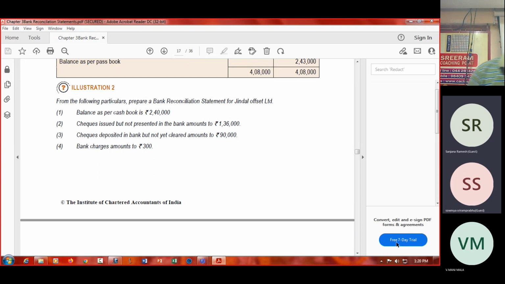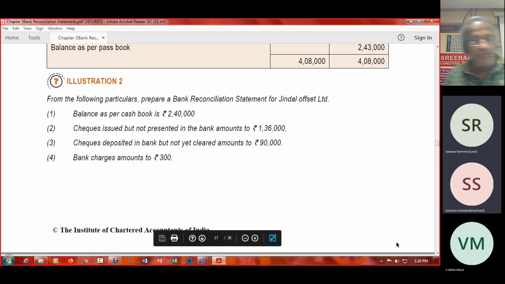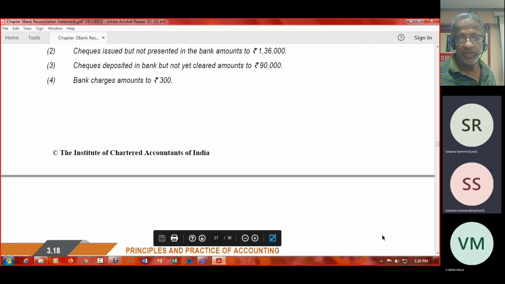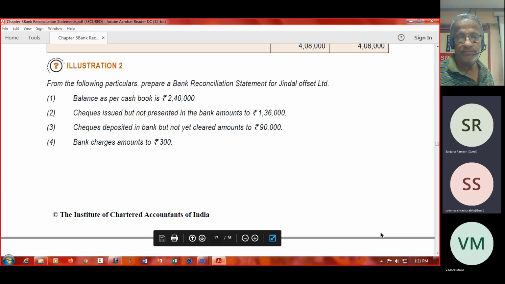Illustration number 2. From the following particulars, prepare a bank reconciliation statement of Jindal Offset Limited. Balance as per cash book 2,40,000. When nothing is given, what should you understand? Debit balance. It is there on page number 17.